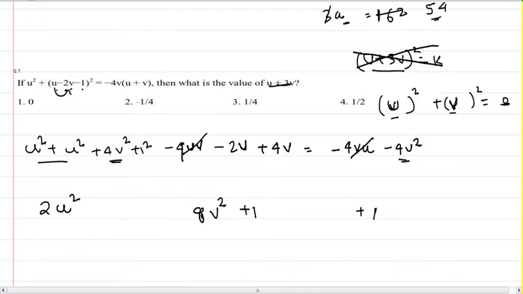I have got plus 4v and I have got minus 2u. This looks like a straightforward case. See, the left hand side equation looks like, if I could take out 2 common, I will have u square minus u. Whatever is in the middle, take half of it, square, add and subtract. In the middle I have got minus 1. Half is minus half. Square is 1 by 4, added and subtracted.